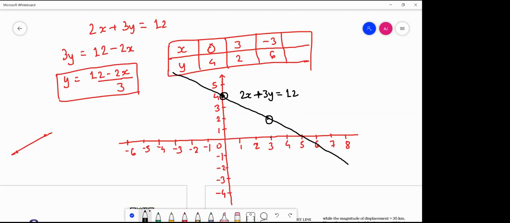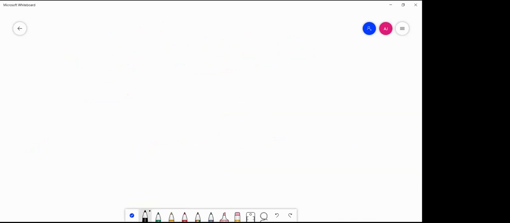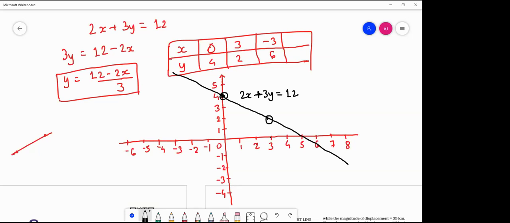First, whatever equation is given, if in the question an equation is given, then find y in terms of x. Then try to find some solutions. At least two solutions you should find by putting different values of x. You will get different values of y. Plot them on graph paper. Join them. You will get the line.